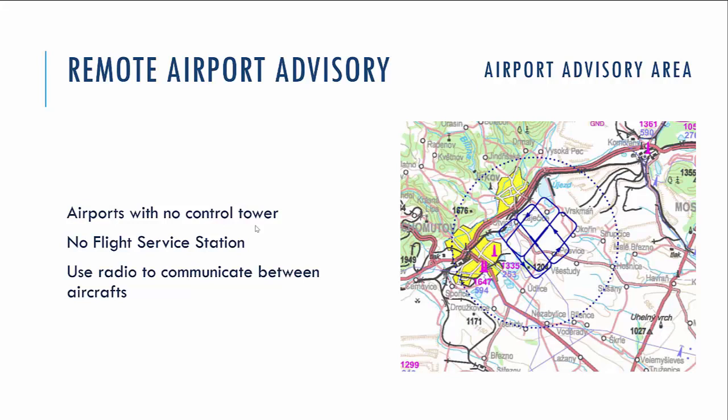Usually those local airport advisory and remote airport advisory zones, traffic zones, vary from country to country. But in Europe, for example, the radius of this zone around the airport is just about 2.5 nautical miles. In the United States, if I remember right, the radius can be up to 10 nautical miles.